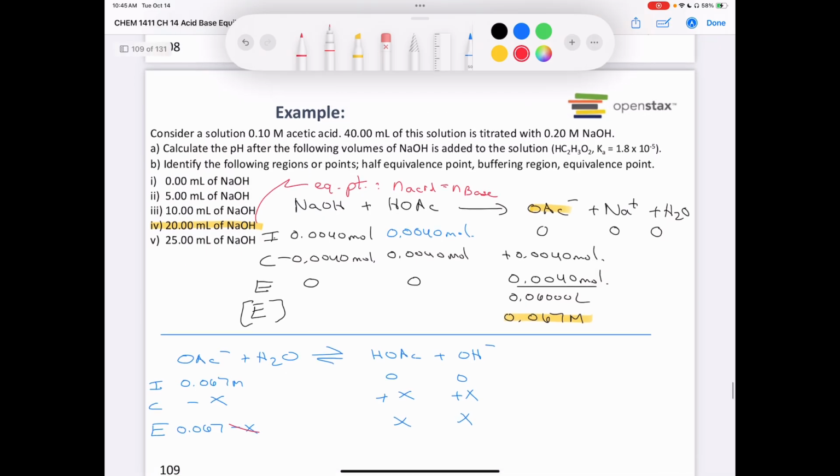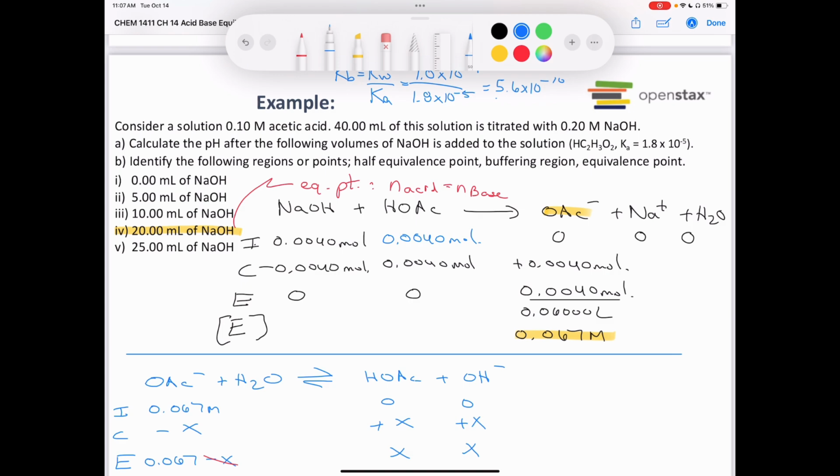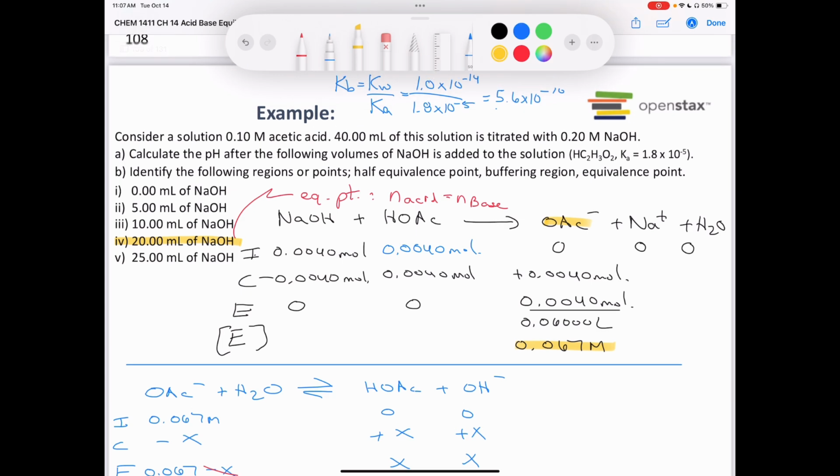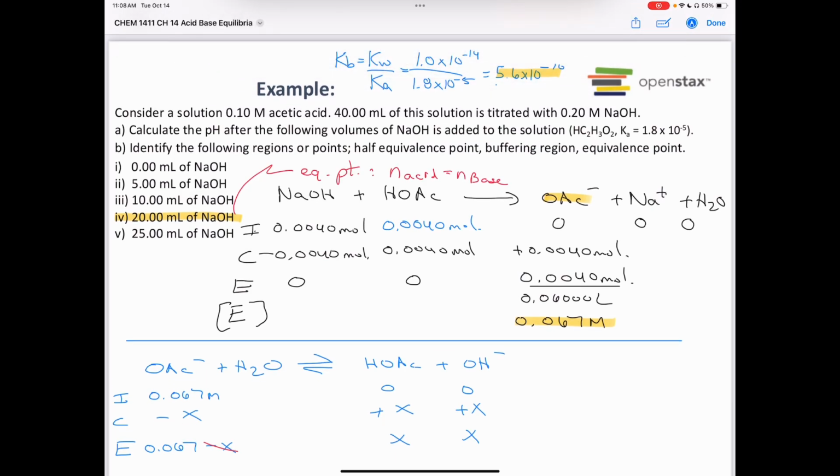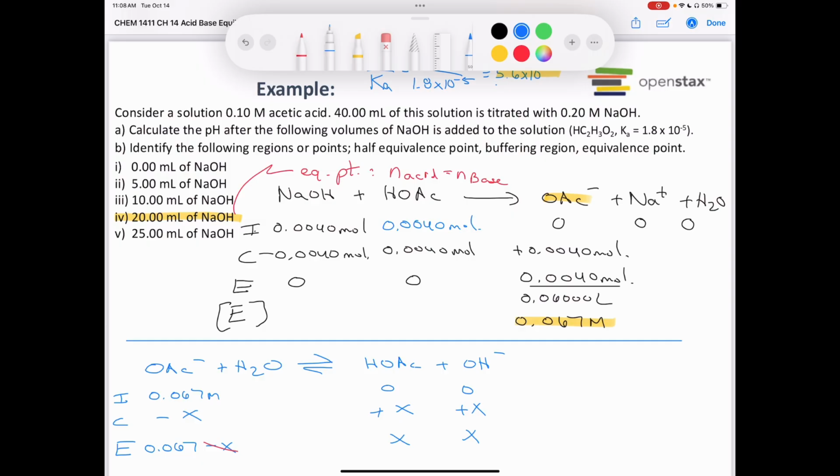So we're going to need our Kb this time, and they didn't give us the Kb, but we can figure out the Kb. So our Kb is going to be equal to Kw divided by Ka, which is 1.0 times 10 to the negative 14 divided by 1.8 times 10 to the negative 5. All right, so when we solve for our Kb, we get 5.6 times 10 to the negative 10. So we're going to say our 5.6 times 10 to the negative 10 is going to be equal to x squared over 0.067.